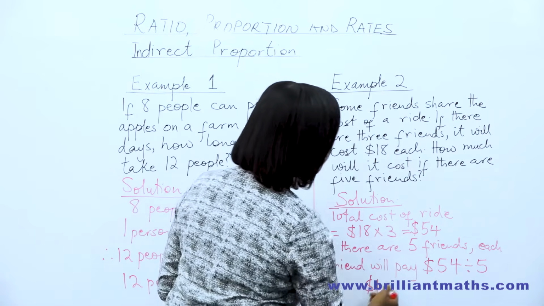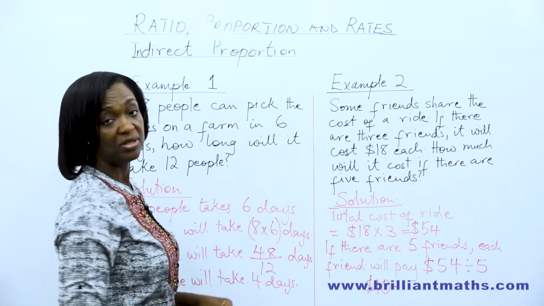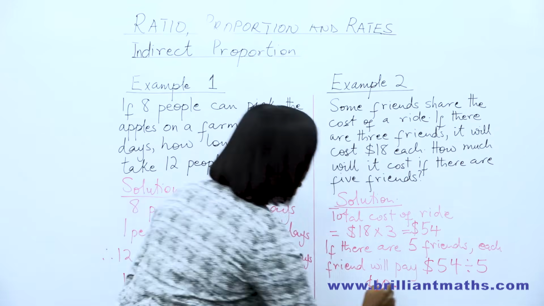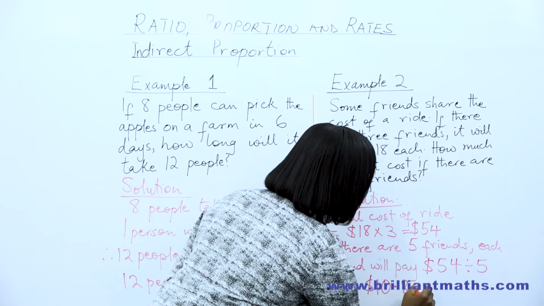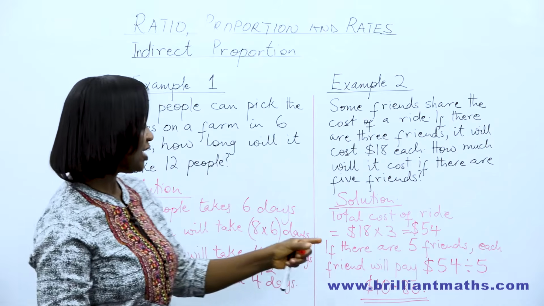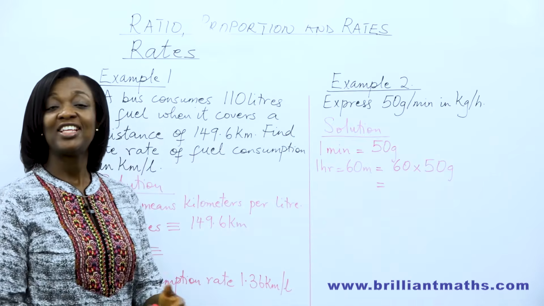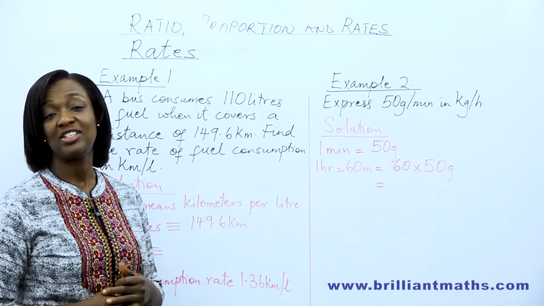Or rather, 54 divided by 5 is 10. Remember, 40 pence. 40 pence divided by 5 is 80. So each of the 5 friends will have to pay $10.80.